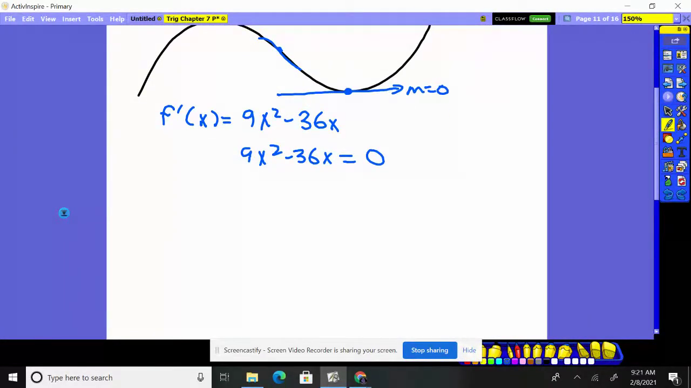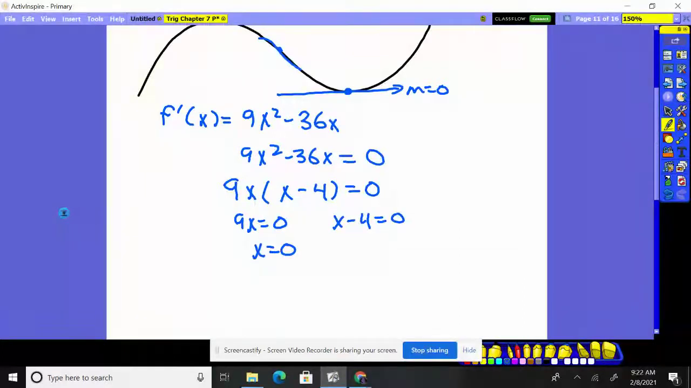Well, let's finish it out. Factor out a 9x, leave behind x minus 4, equals 0. Now, we set 9x equal to 0, set x minus 4 equal to 0. Divide by 9, obviously x is 0. Add 4, x is 4. It happens at 0 and 4.